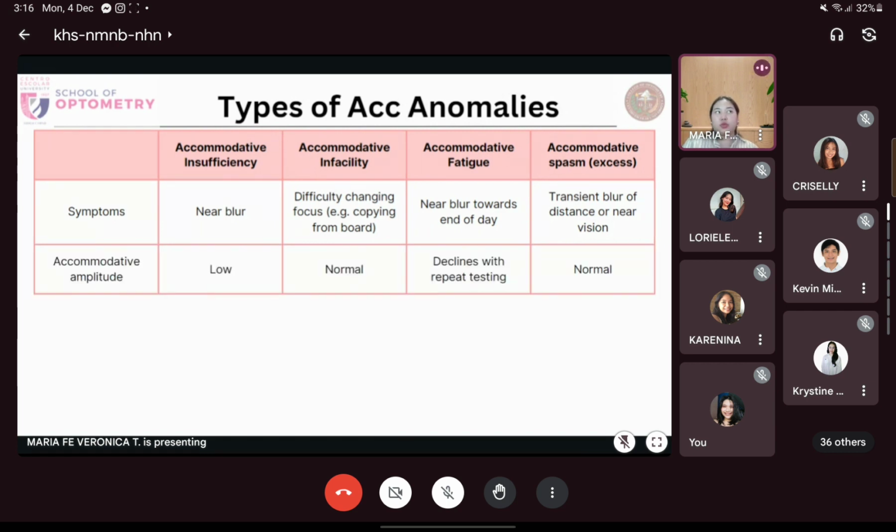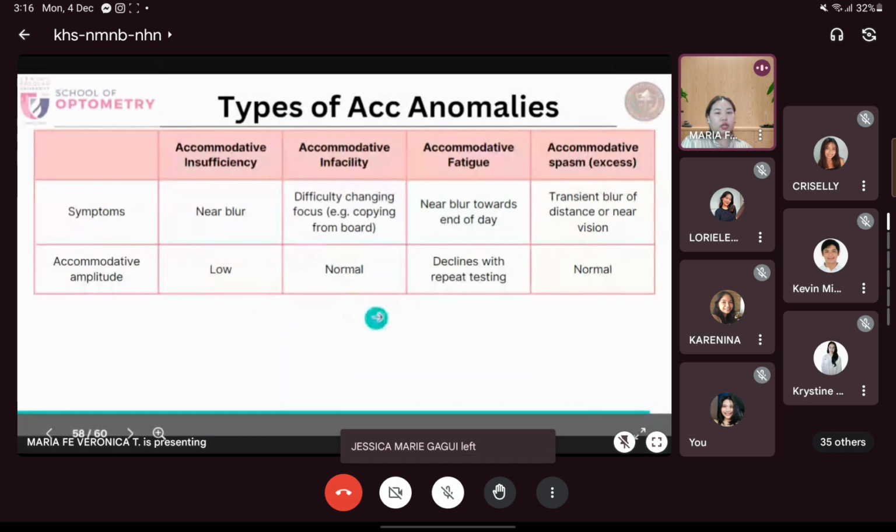Then, accommodative amplitude. So, paano natin malalaman yung accommodative amplitude? This is usually tested by the NPA, our near point of accommodation, or our AOA tests, yung VT number 19. Okay? So, if yung accommodative amplitude natin for insufficiency, based on the term insufficient, low or mababa yung amplitude niya. Ang in-facility naman, there is normal amplitude of accommodation.